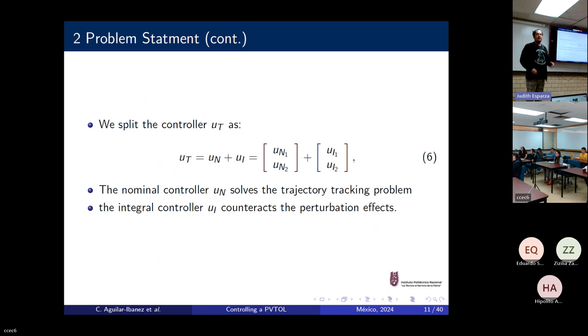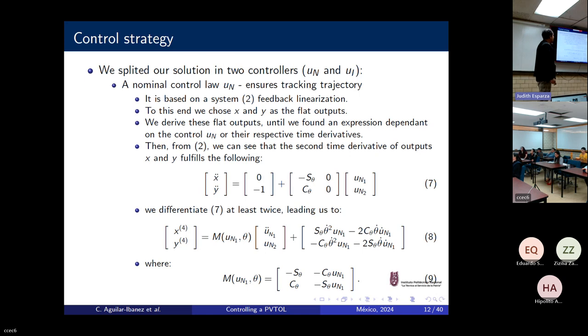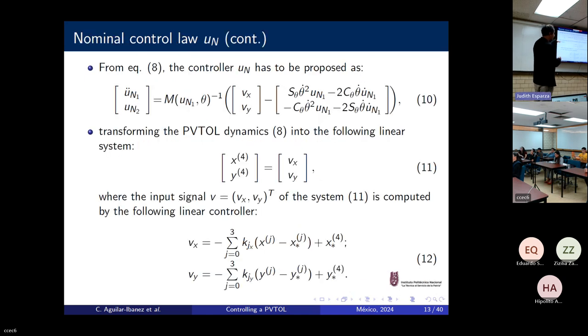The control is split into two parts: one intended for the trajectory and the other intended for the disturbances. In this case, the nominal part, or the trajectory part, is solved as in the classic model of wheeled robots. In wheeled robots, you have a projection, and you simply feed back these projections, and you have a semi-flat model, kind of flat. Once you have the flatness, you establish your desired polynomial, your Hurwitz polynomial.